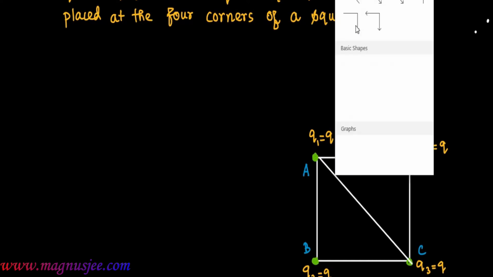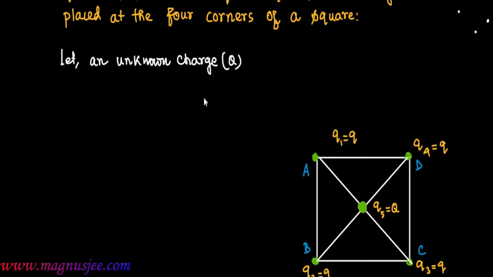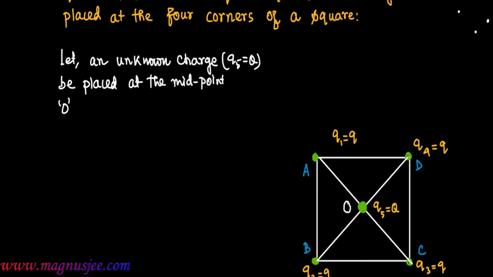Now we can draw two diagonals. These are two diagonals and the point of intersection, that is the point O, is the center of the square, and the unknown charge Q5 equal Q is placed at the center O of the square. Let an unknown charge Q5 equal Q be placed at the midpoint or center O of the square ABCD.